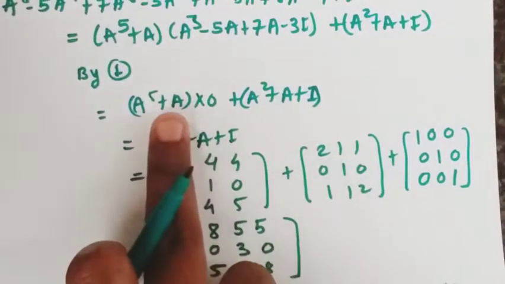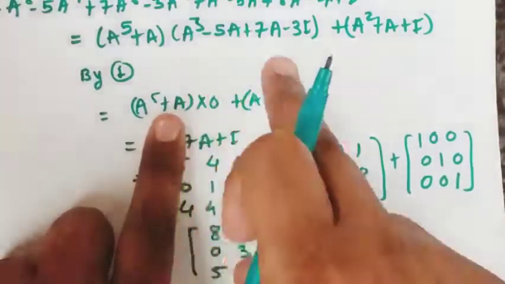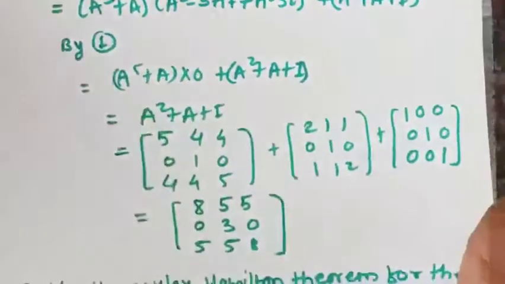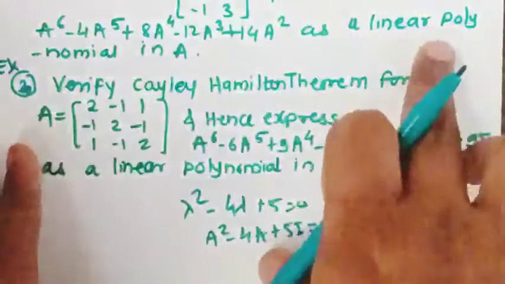If you remove the A square from this, the remaining part, aA plus bI, is called a linear polynomial in A. Such a factor you have to get after division there. Linear means degree 1 in capital A. Okay, that is the meaning of linear polynomial in A.